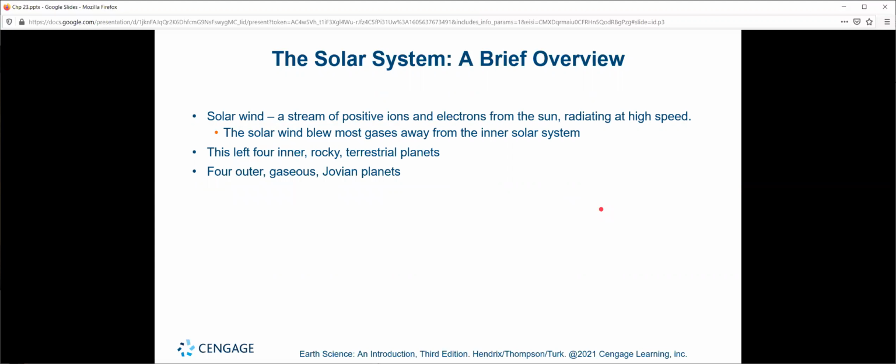This thesis also takes into account things such as solar wind. Solar wind is similar to wind here on this planet, but it's not necessarily wind. Solar wind is a stream of positive ions and electrons that radiate from the sun at very high speeds. Essentially, solar winds blow throughout the solar system. And they blew most gases away from the inner part of the solar system.